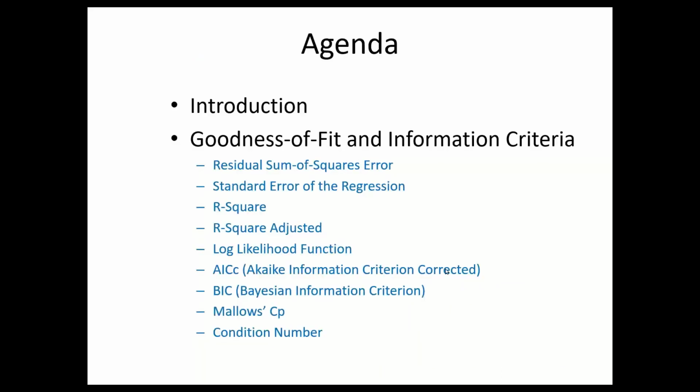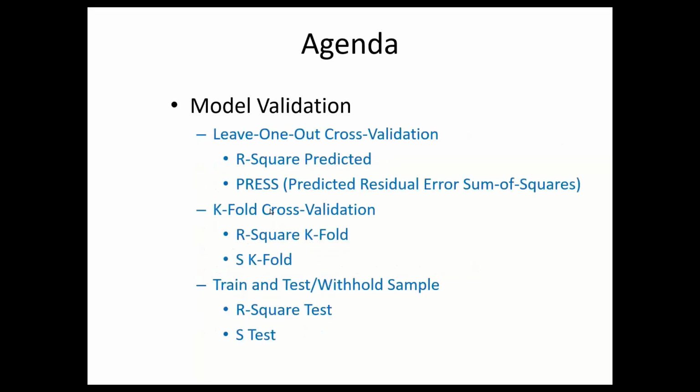All right, so let's start. We'll briefly introduce the new features and talk about some of the specifics, including goodness of fit and information criterion. These are all new metrics in version 9.1, such as AICC information criteria, Bayesian information criteria, Mallows' Cp, and condition number. Also new are the model validation statistics. Leave-one-out cross-validation includes R-square predicted and the PRESS statistic, which is the predicted residual error sum of squares.